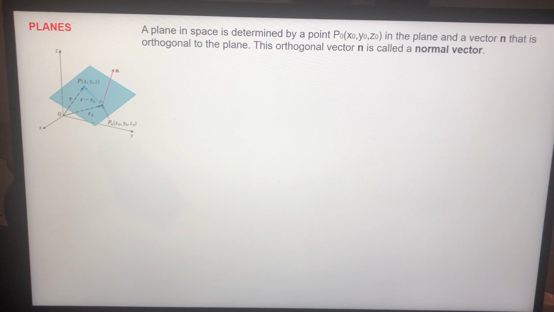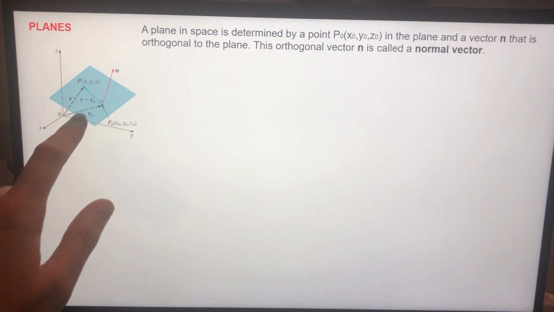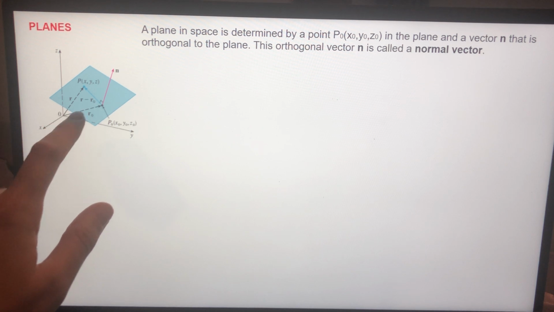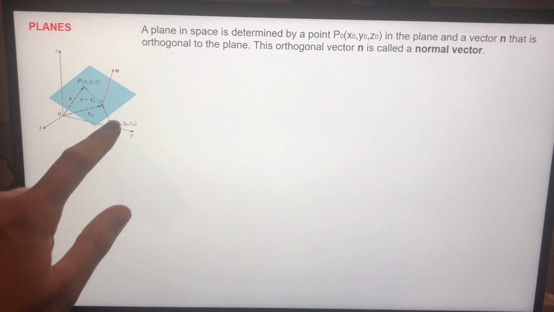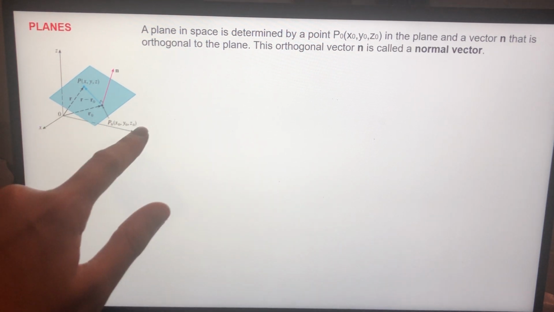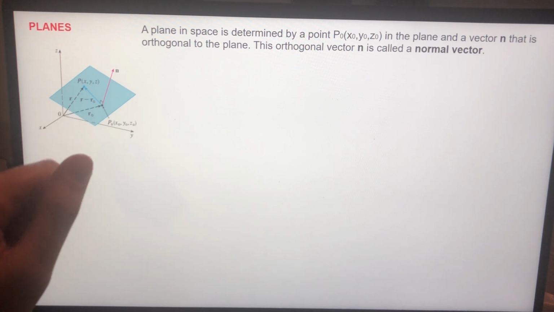And from here you can see that for the P0 point, we can define a vector from 0 to P0, which is R0 vector. And you know that the components will be x0, y0, z0, right? Because x0 minus 0, y0 minus 0, z0 minus 0. It's going to give the components of the R0 vector.